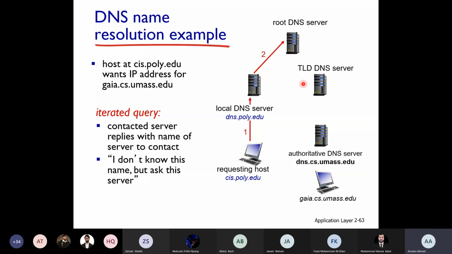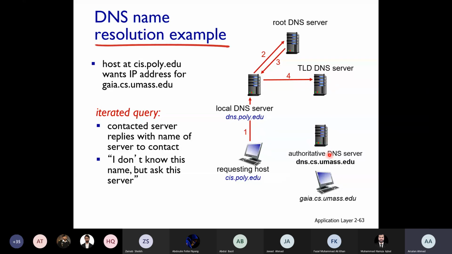So the second query will be from local name server to the root, and the root will say, okay, I don't know this name, but what I do know is that it contains the .edu part in the name, and the .edu is the TLD server, the top level domain name server, which is responsible for handling .edu query, is this one. So contact that server, and then it will contact as a fourth step with the same query, what's the IP address of gaia.cs.umass.edu, and it will say again, the contacted server will reply with the name of server to contact. I don't know, but ask this server.